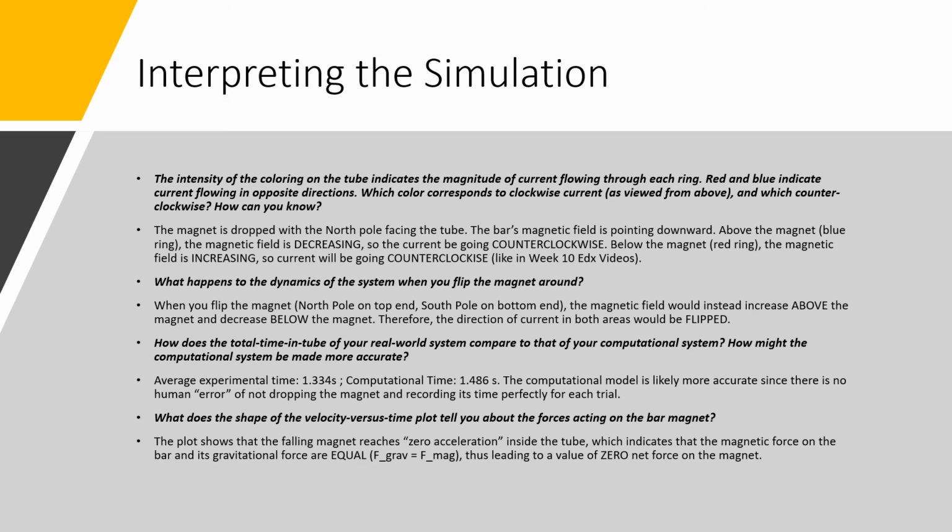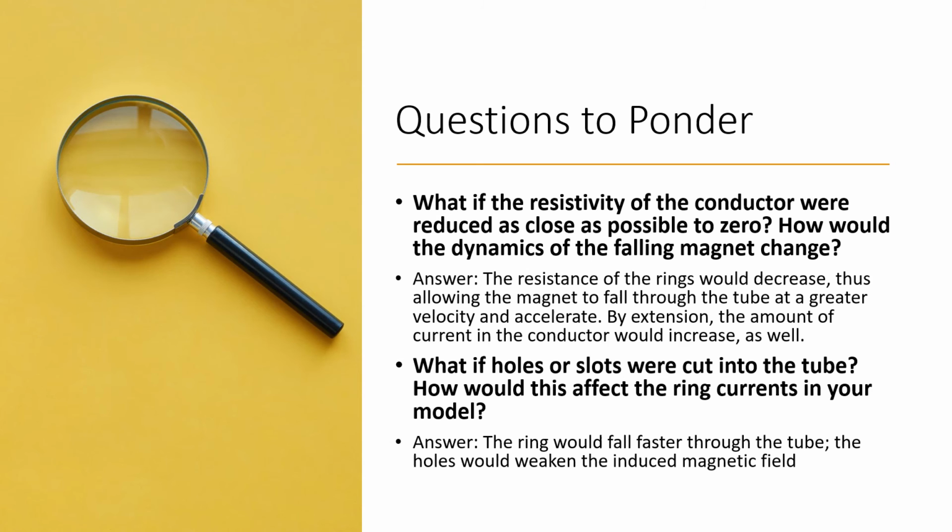For my total time in the tube, for the real world system and the computational system, it was only off by a hundredth of a second, but the computational model is more likely to be accurate since there is no human error, such as not dropping the magnet and recording being timed perfectly for each trial. And finally, my velocity versus time plot reaches zero acceleration inside the tube, which indicates the magnetic force on the bar and the gravitational force are equal, thus leading to a value of zero net force on the magnet.